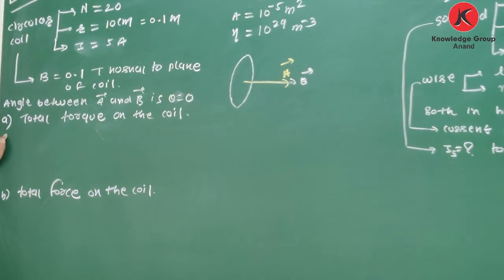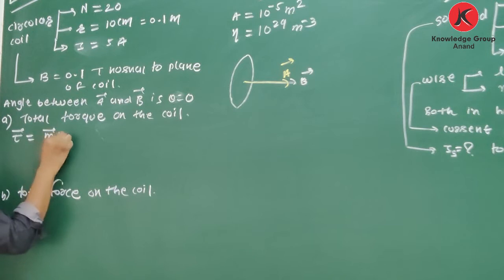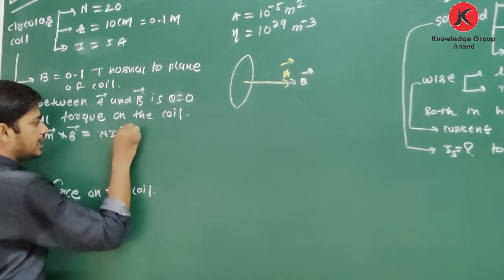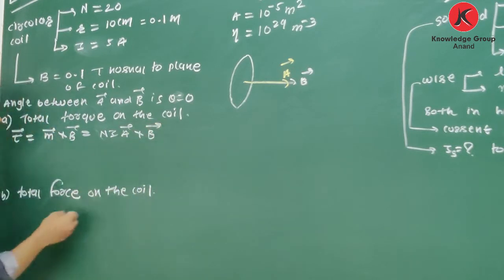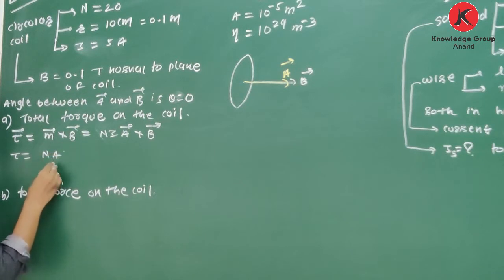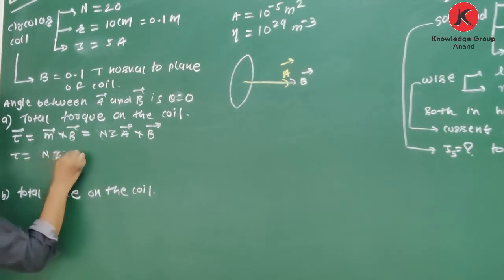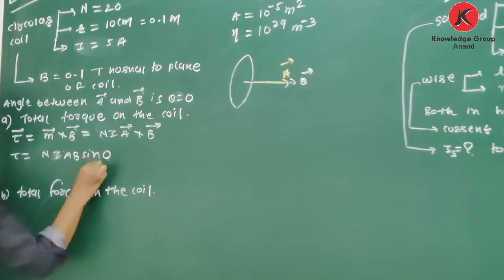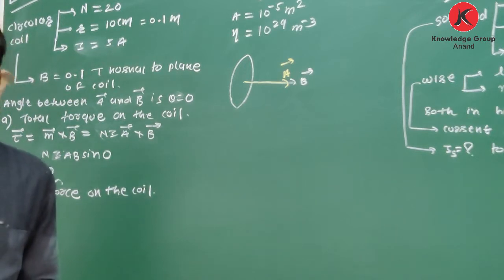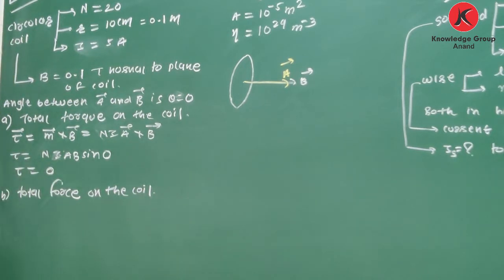First question, what is the total torque acting on the coil? We know the equation of torque. Torque is equal to M cross B, or I can write N I A cross B. How to write its magnitude? Tau is equal to N I A B sine 0. You know what is the value of sine 0? Yes, 0. So torque is equal to 0. Clear about this? Okay.